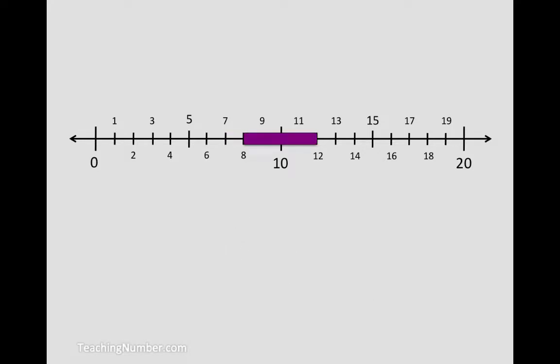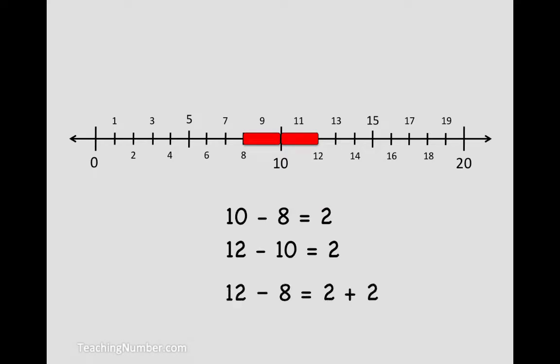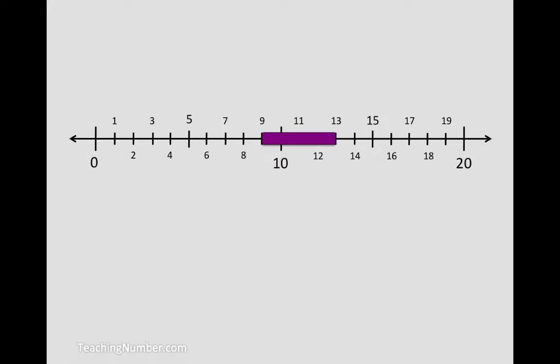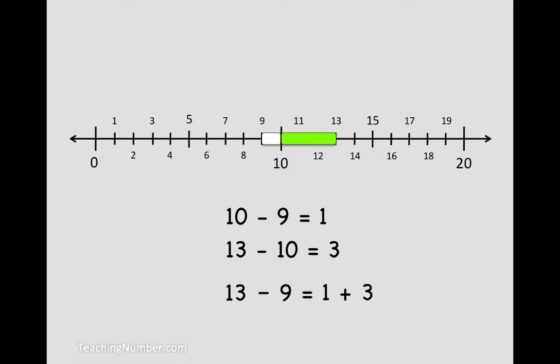Here we have the distance from 8 to 12. How much do we need to get from 8 to 10? We need 2. And to get to 12, we need 2 more. So the distance from 8 to 12 equals 2 plus 2, or 4. To get from 9 to 10, we need 1, and to get from 10 to 13, we need 3. So the distance from 9 to 13 equals 1 plus 3, which is 4.